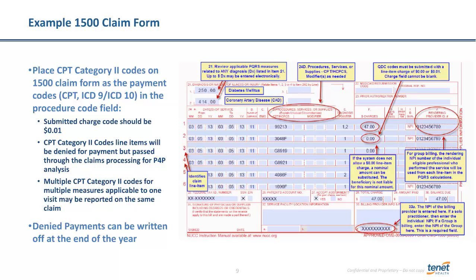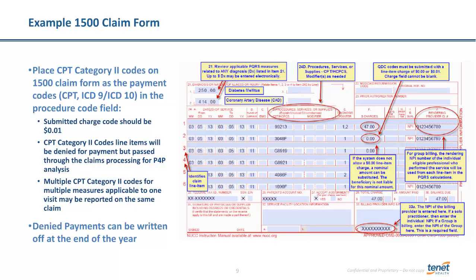This is an example from the CMS website to show you a completed 1500 claim form with your Category II codes listed. In this case, the practice would have recorded an office visit 99213 in line 1 and a diagnosis of diabetes 250.00 in line 21, which you can see here, and this means that CPT Category II code should be used if the practice has diabetes CI program measures.